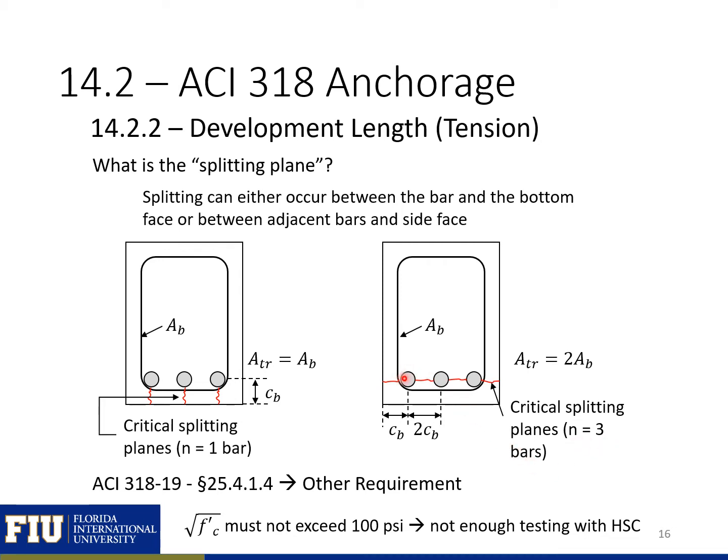If we had more bars involved in this splitting crack, so more bars in this layer, then our N would just be equal to the number of bars in that layer. And we can calculate our CB based on the distance between the side face and the center to center spacing of the bar, which we'll look at in an example. Additionally, you can note that ACI 318 has a requirement that our square root of f'c must not exceed 100 psi in these equations.